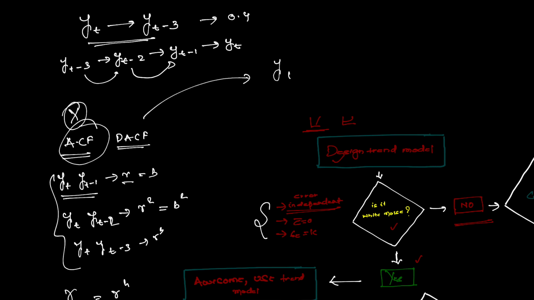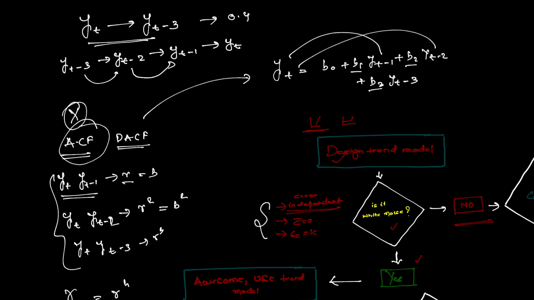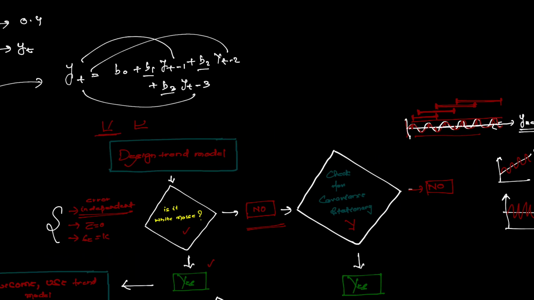So in PACF, if I write an equation, if I do a regression, that yt is equal to beta naught plus b1 into yt minus 1 plus b2 into yt minus 2 plus b3 into yt minus 3, then these coefficients will give you the pure correlation between yt and yt minus 1, yt and yt minus 2, and yt and yt minus 3. So b1, b2 and b3 are the pure autocorrelation function, or you can say partial autocorrelation function. Okay, we discussed that.